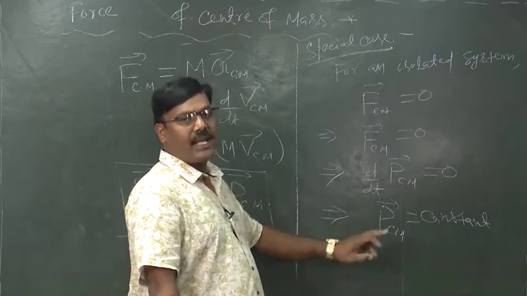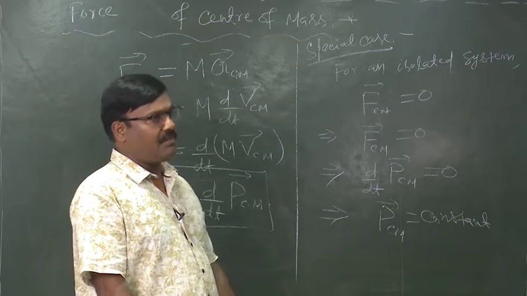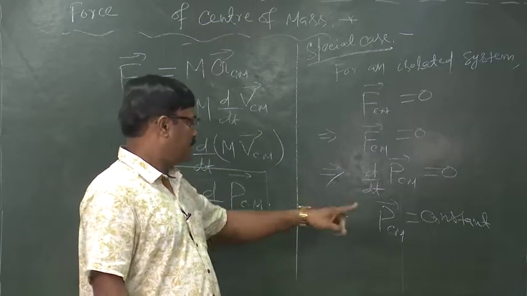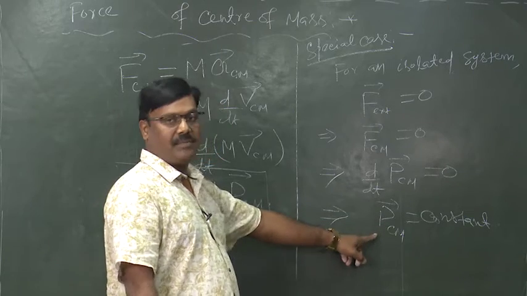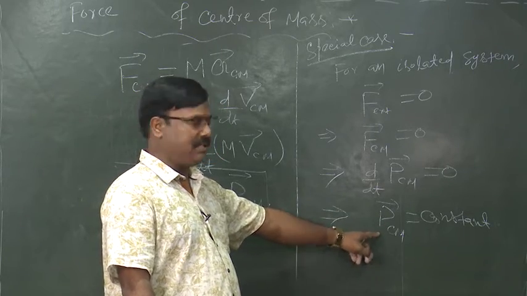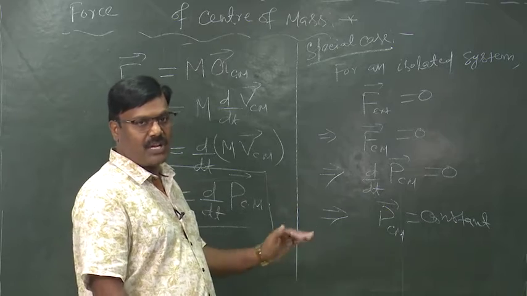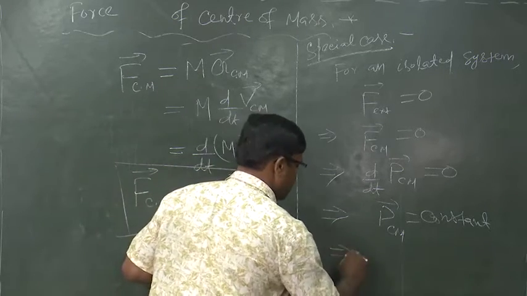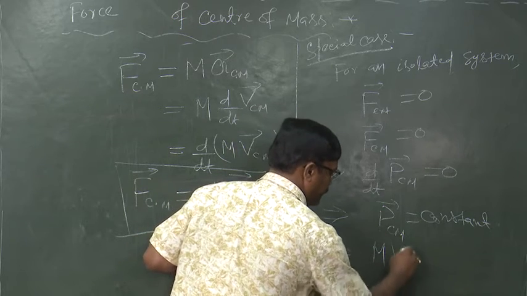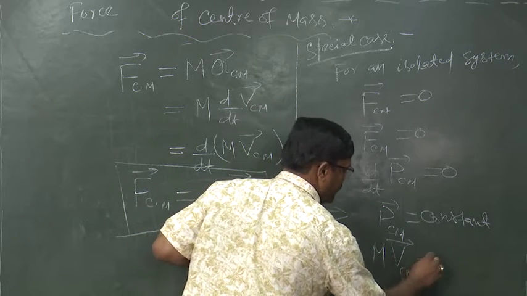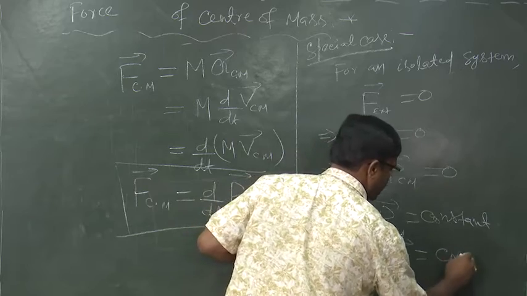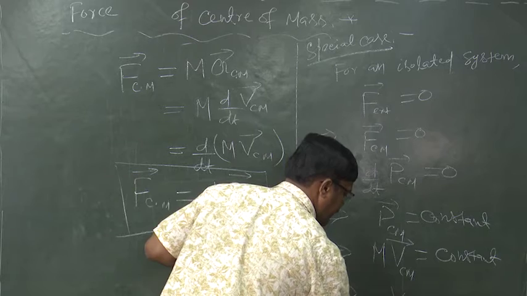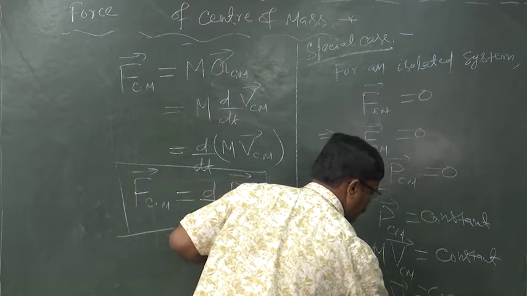So, the total momentum of the center of mass of a system of particles always remains the same, and this P center of mass, that is the momentum of the center of mass, is nothing but the product of the total mass of the system and the velocity of the center of mass. Hence, this implies M V center of mass is equal to constant, which implies V center of mass is equal to constant.